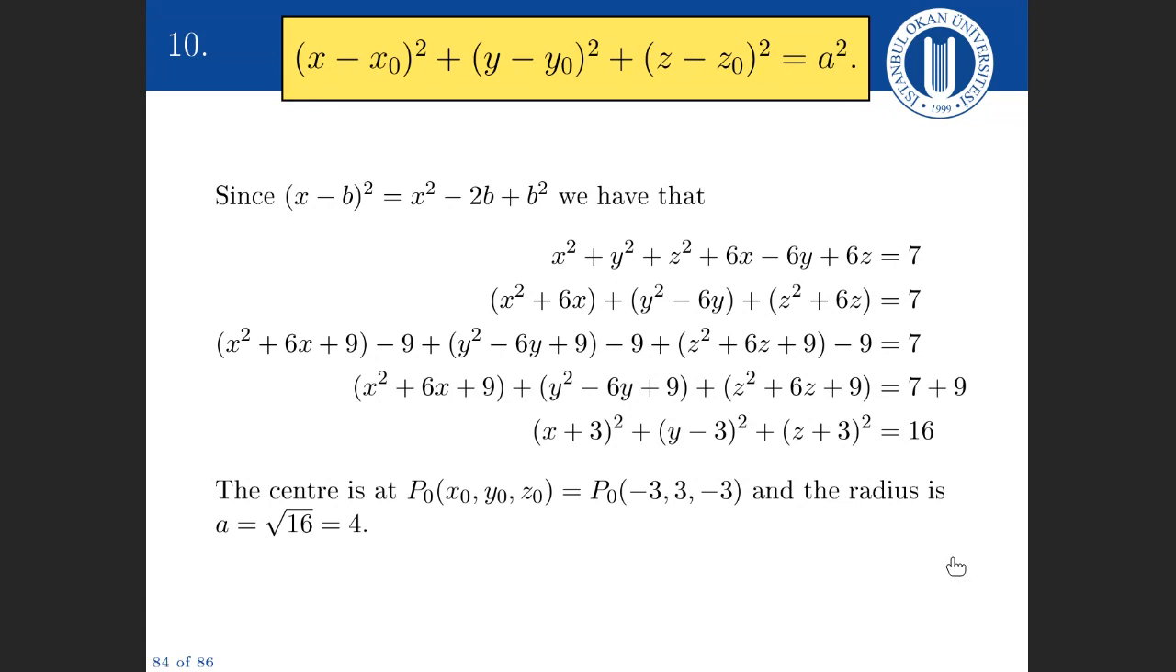And was there a mistake there? Let me see. I'll have to check that later. I suspect there might be a mistake there.